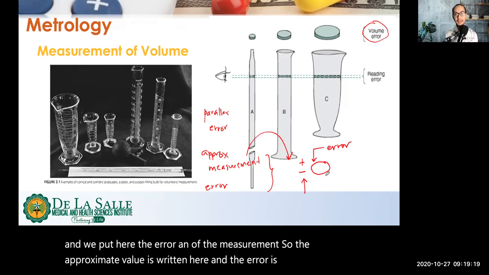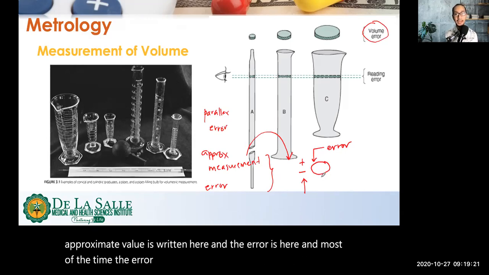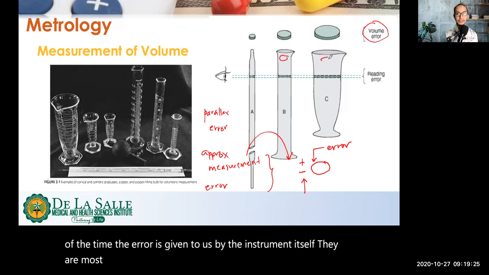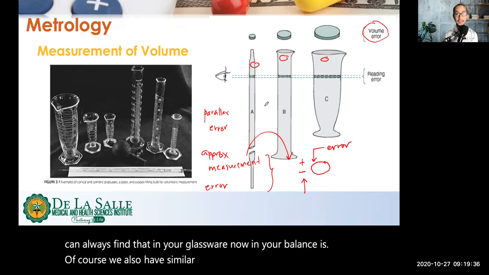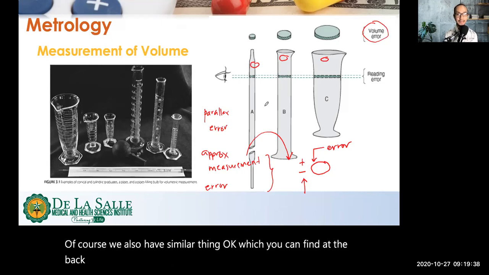And most of the time, the error is given to us by the instrument itself. They are most commonly written in this portion of the glassware. Okay, and so you can always find that in your glassware. Now, in your balances, of course, we also have a similar thing, which you can find at the back of the analytical balance.